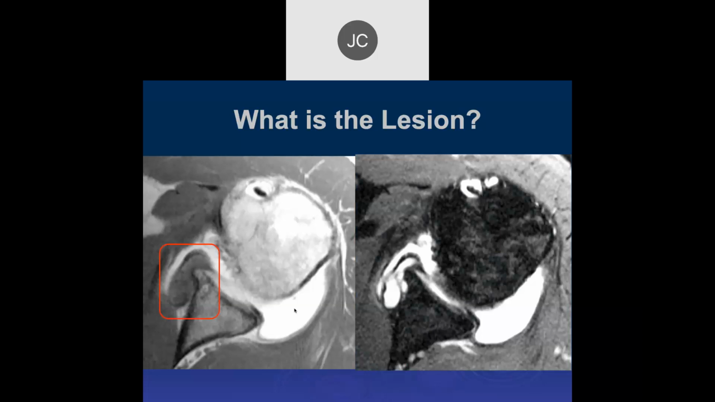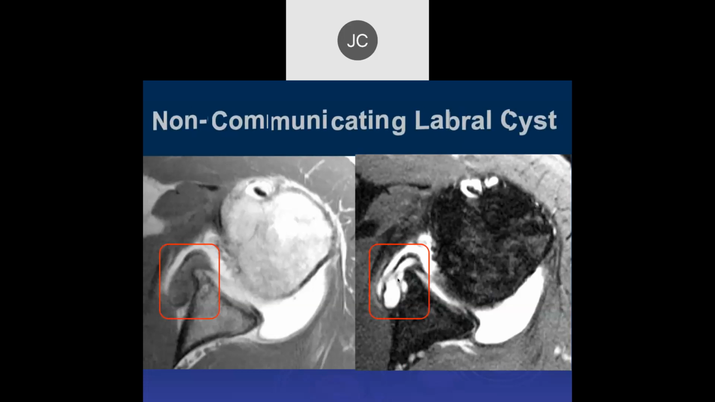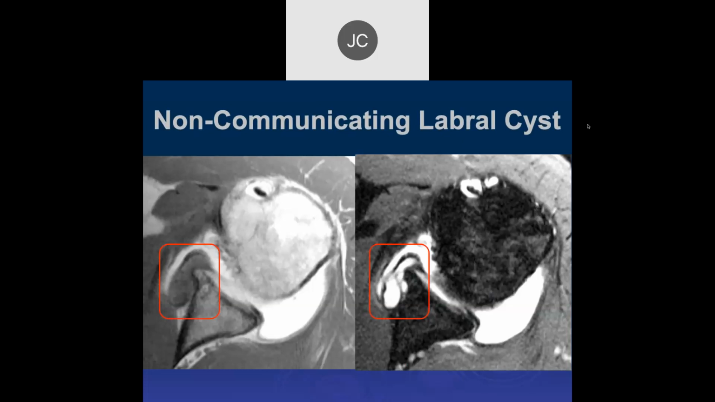So it looks like possibly some sort of cystic lesion. Okay. And what cystic lesion would you think about in that location? It could be like lifting of the periosteal region. Well, but what would lift it up? Could it be a cyst? Yeah. Okay, so this is a non-communicating paralabral cyst.